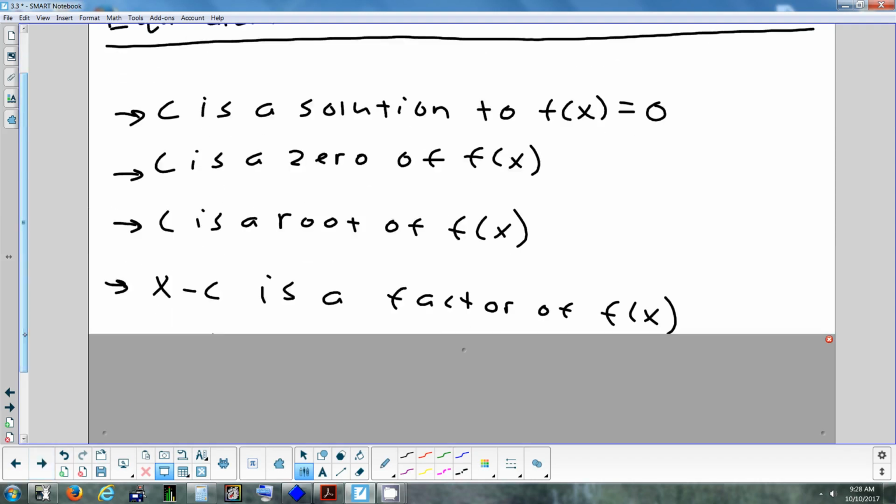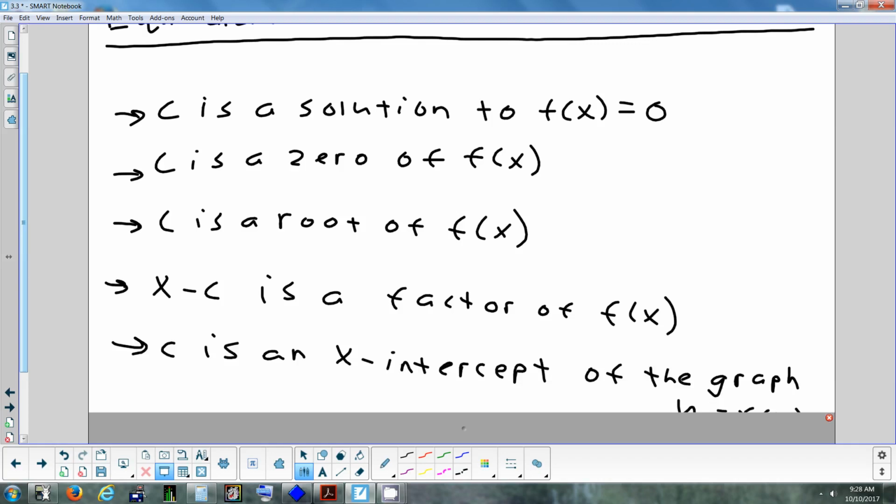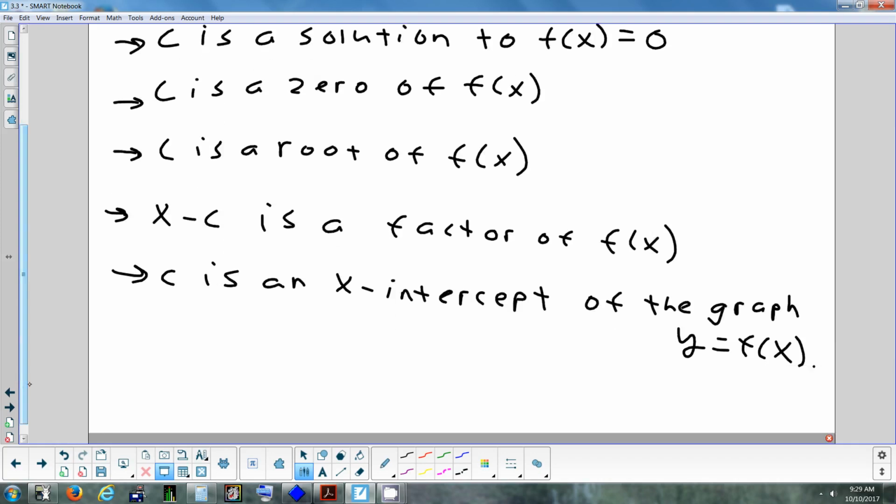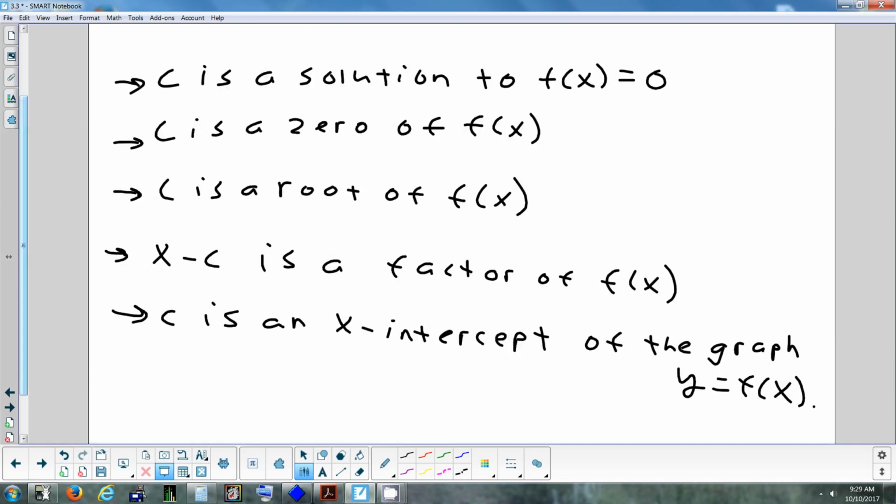But this fourth one is the one that's important. If c is a root, x minus c is a factor. Right? So if c is a 0, or if c is a root, then you know that x minus the root is a factor. And if you want to think graphically, it means that the point c comma 0 is an x-intercept. Okay, so all those statements are equivalent. Probably the most important one to understand is the fourth one.